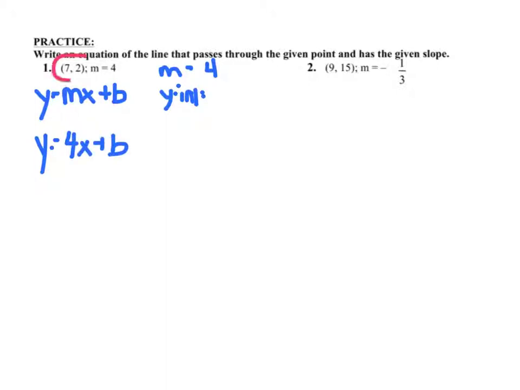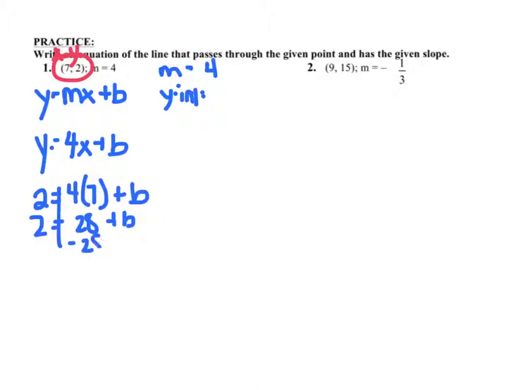Now we're going to take our point, so what we're doing is substituting in this point to solve for b. So if I say this is x, and this is y, let's just plug them in. My y is equal to 2, and my x is equal to 7, now plus b. We're just solving. I've got 28 plus b is equal to 2. So now I'm going to solve by subtracting. Oops, 28. Alright. So my b is going to be equal to negative 26. That's my y-intercept, negative 26.